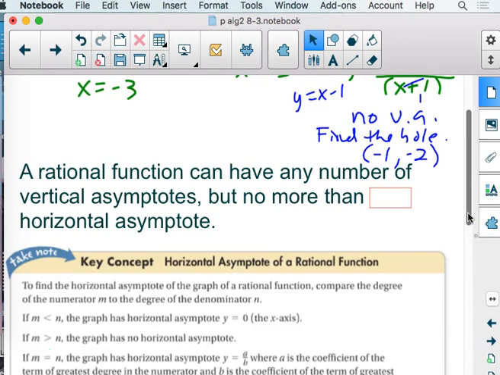So a rational function can have any number of vertical asymptotes. Depends on how many factors we see. But at most, we're only going to get one horizontal asymptote. And here's where things get weird. We told you in the past that asymptotes are lines that you approach, but you never cross. Vertical asymptotes, horizontal asymptotes, every once in a while, hyperbolas will cross them.